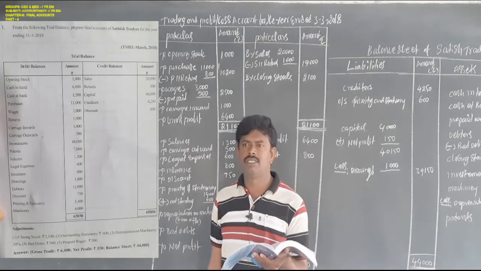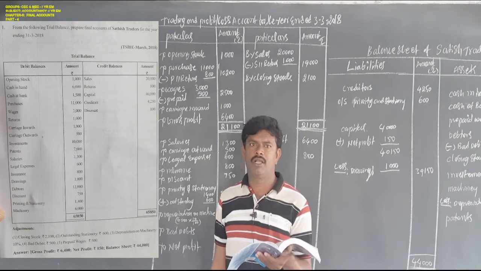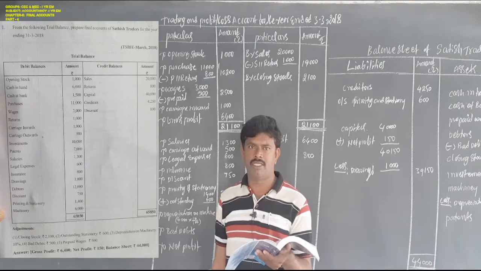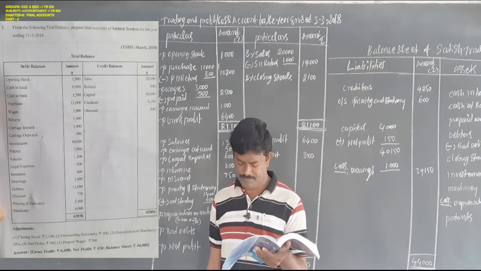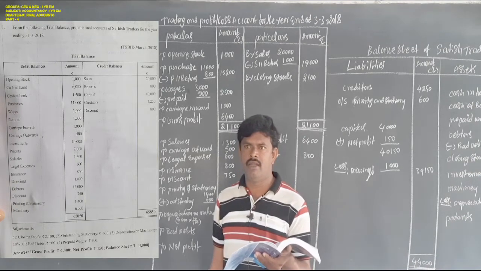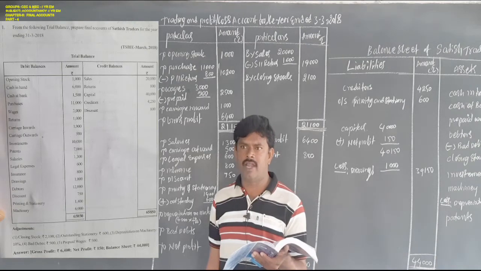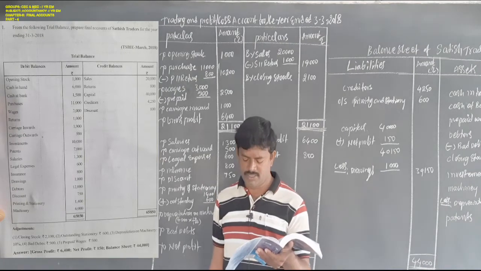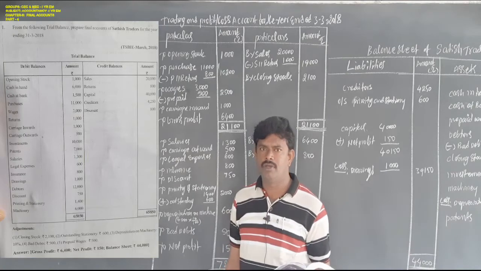Next, bad debts. Bad debts, it is a loss, so P&L account debit side, and the same amount must be deducted from the debtors in balance sheet, sundry debtors. Prepaid wages, these are wages, and prepaid wages must be deducted from the wages in trading account debit side as well as shown in the balance sheet asset side. This is about the first problem. Come to it one by one.